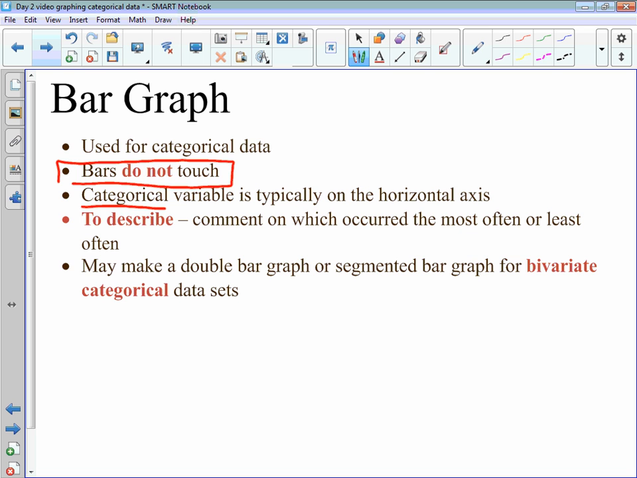Generally, the categories are on the horizontal axis. And it's basically to look at what is the most common and what is the most frequent. You can also do what are known as double bar graphs or segmented bar graphs for bivariate categorical data sets. And I'll give you an example of that.